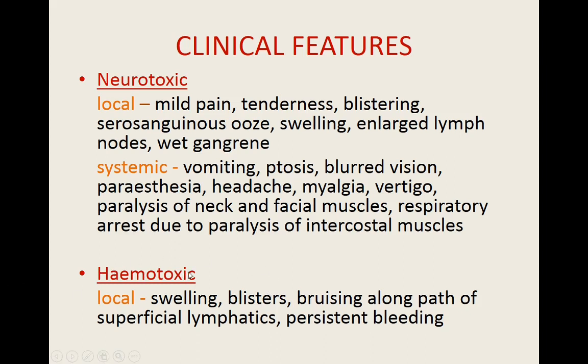Now if a person is bitten by a snake like a viper, the person will show predominantly hemotoxic features. It acts on the blood and blood vessels. Locally, at the site of the bite, there will be swelling, blisters, and bruising along the path of superficial lymphatics. And there will be persistent bleeding from the site of the bite. The swelling in this case will be much more than in a neurotoxic bite. In a neurotoxic bite, there may just be a slight ooze, but in a hemotoxic bite, there is persistent bleeding.